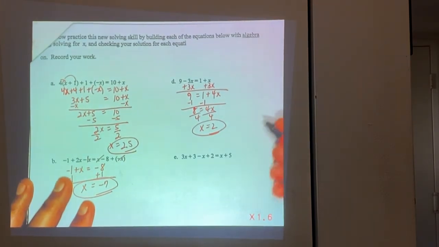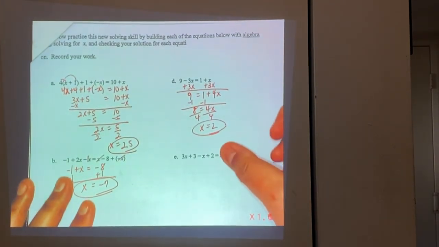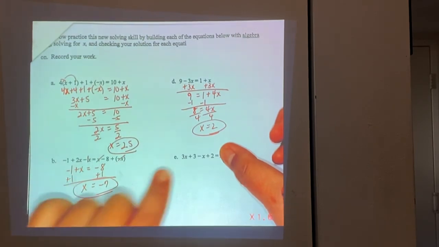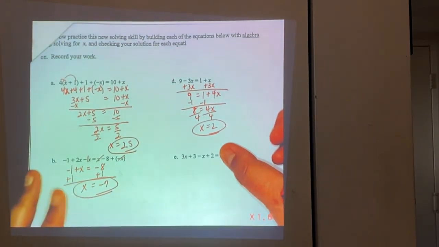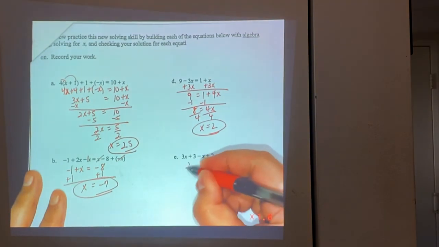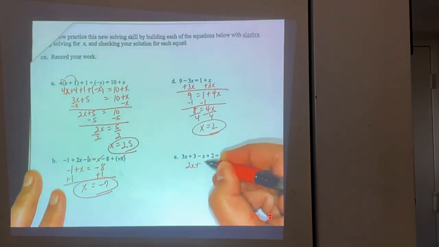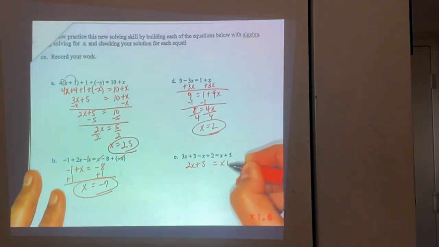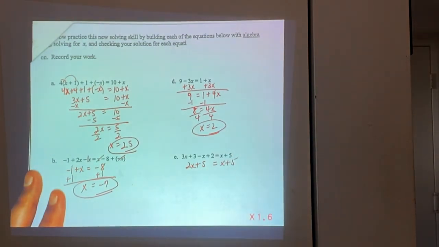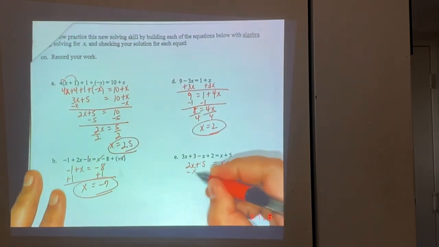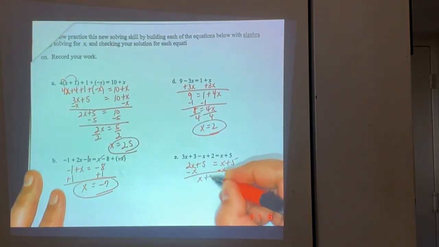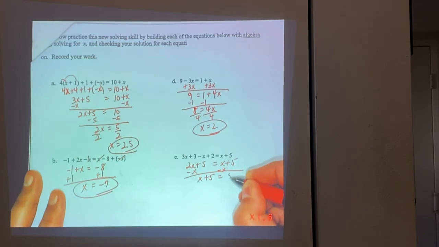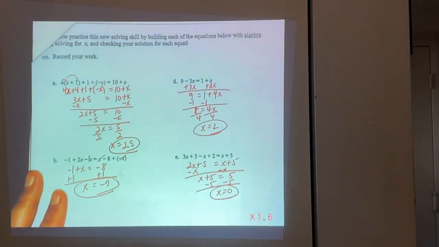All right, look at this. Just right here, I have 3x minus x would be 2x. 3 plus 2 is 5 equals x plus 5. All right. So let's take a bar away from both sides. x plus 5 equals 5. Subtract 5 from both sides. x equals 0. Lovely. One more.